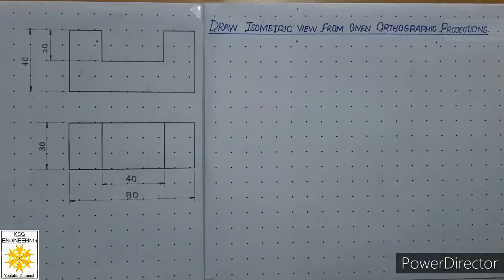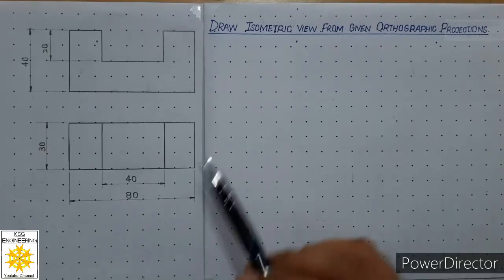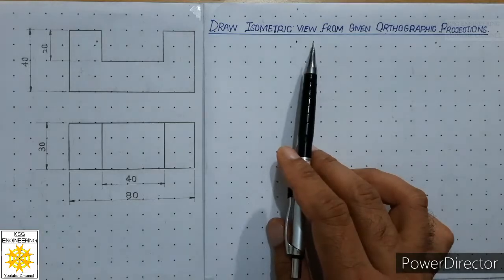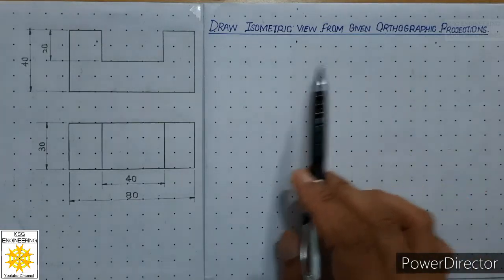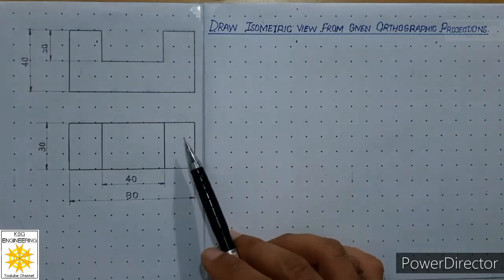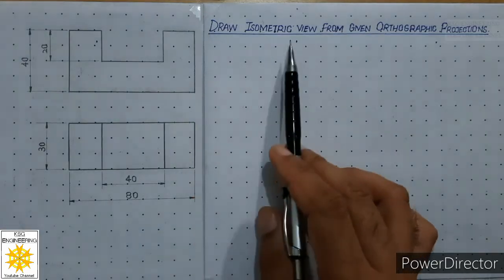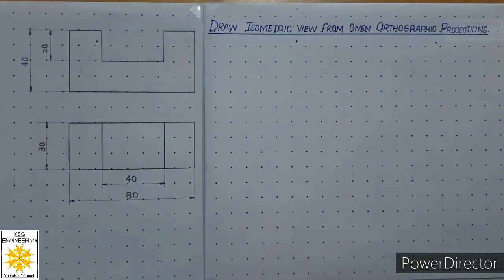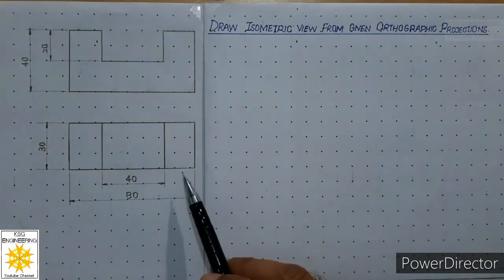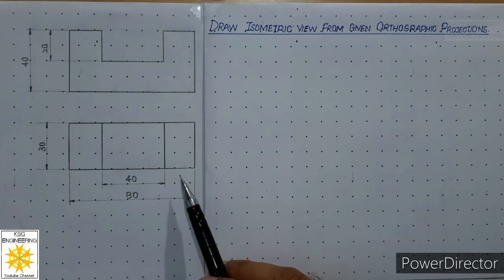Welcome students. Today we will learn how to draw isometric view from given orthographic projections. So we are given two orthographic projections of an object and we are asked to draw isometric view of that object. In order to solve such problems, the very first step is that from the given orthographic projections, we should first judge front view and top view of the object.